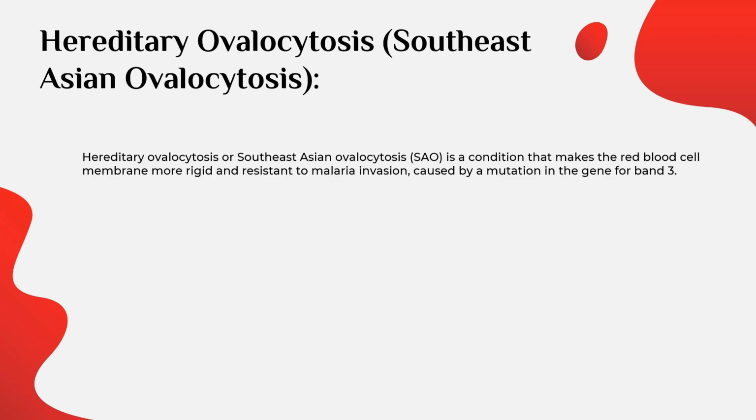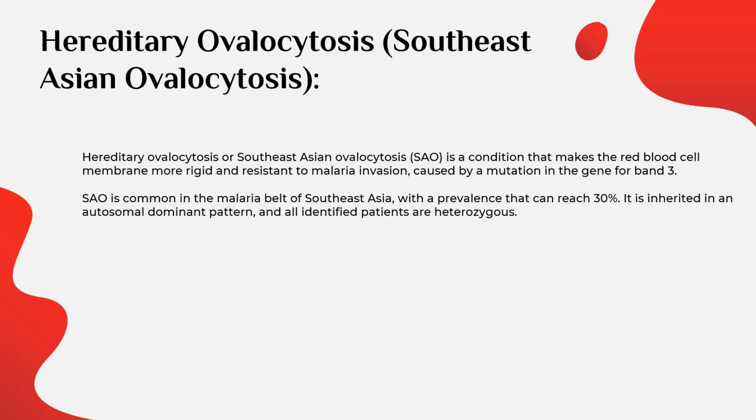Hereditary ovalocytosis or Southeast Asian ovalocytosis, SAO, is a condition that makes the red blood cell membrane more rigid and resistant to malaria invasion, caused by a mutation in the gene for band 3. SAO is common in the malaria belt of Southeast Asia, with a prevalence that can reach 30%. It is inherited in an autosomal dominant pattern, and all identified patients are heterozygous.